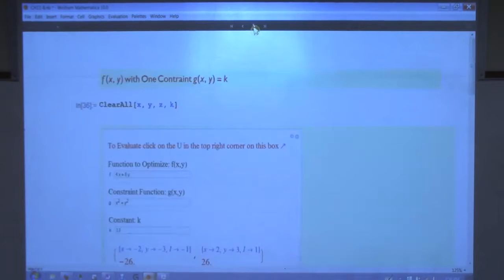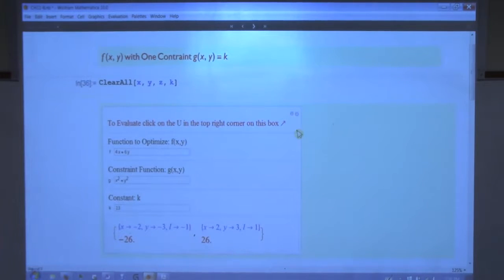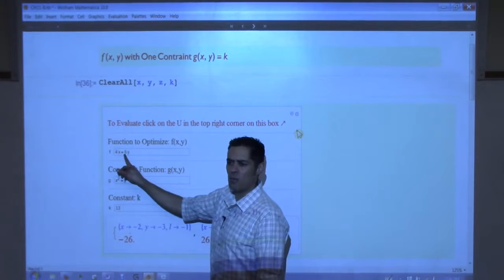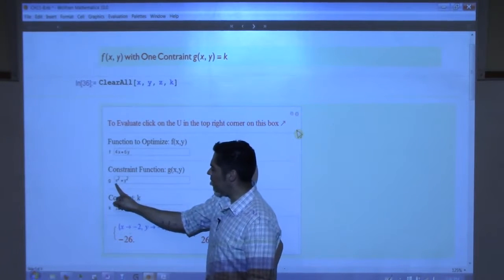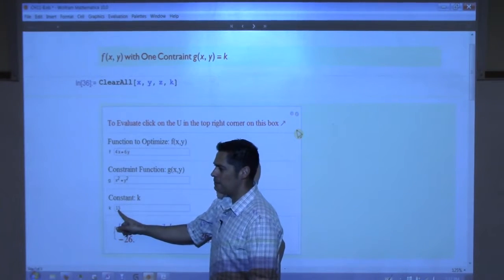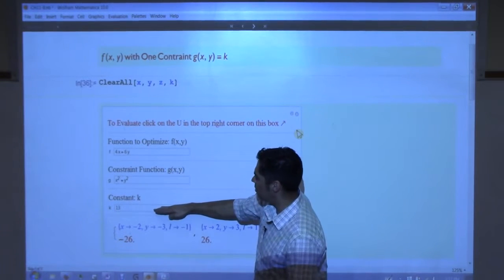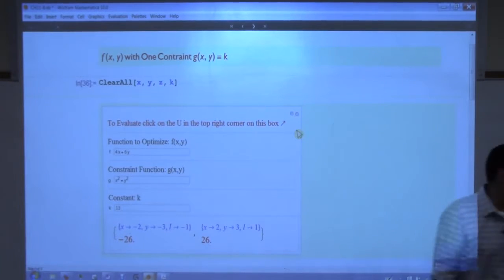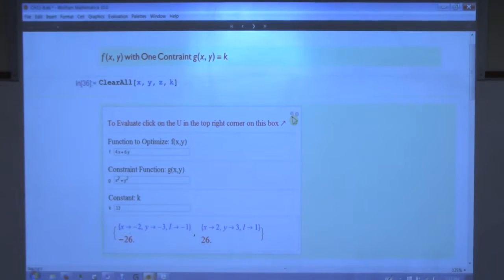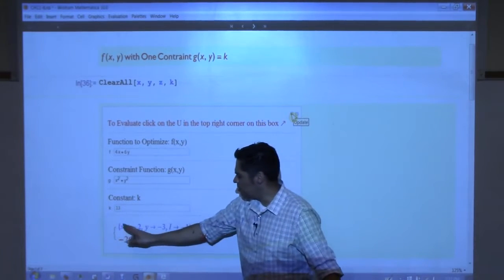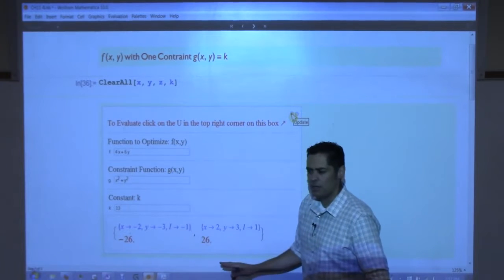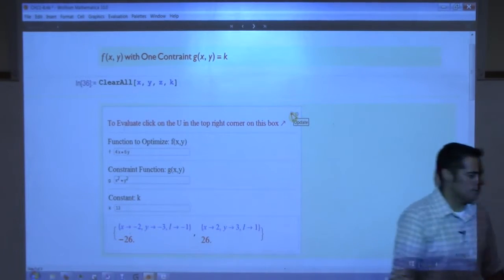I made these calculators where you can put in the problem we just did a second ago. Remember where we had that plane? F of x was 4x plus 6y. It was constrained to that circle, x squared plus y squared equals 13. If you type in the function, the constraint function, and then the constant, and you hit this little button, this program will actually go through and find your optimum solutions, your x, your y, and your lambda. It'll actually do it for you.